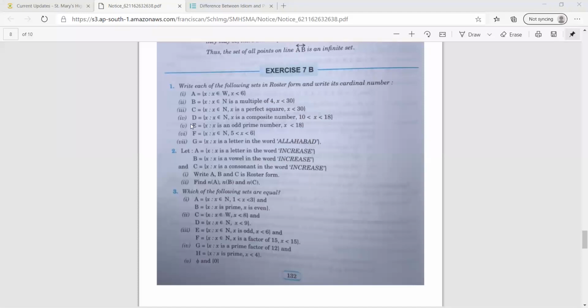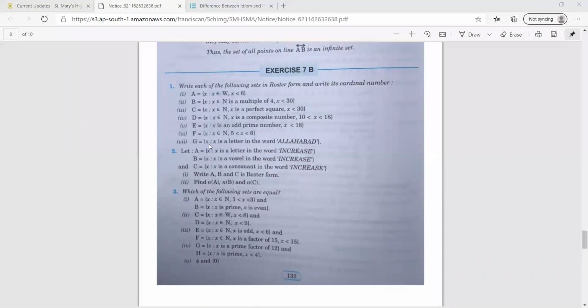Therefore, set F will have no elements and therefore it is an empty set, a null set, a void set. So you can simply write F equals, and you can write the symbol for phi, the circle with one line across it. That is the symbol for phi.